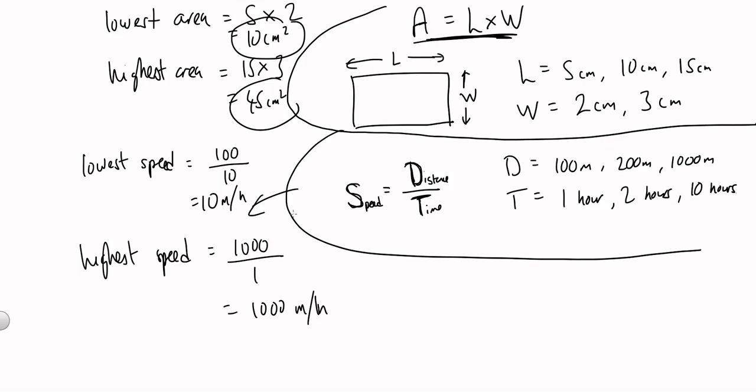All right, so you've got to understand these, right? Remember for the area, we were timesing length times width. So to find the lowest possible value, we had to put the smallest values for both length and width. And for the highest, we had to put the highest values into length and width to get the area. Because remember, we're timesing here, not dividing. Whereas with this one, distance divided by time, to get the smallest possible value for speed, you have to put the smallest value for distance and the highest value for time.